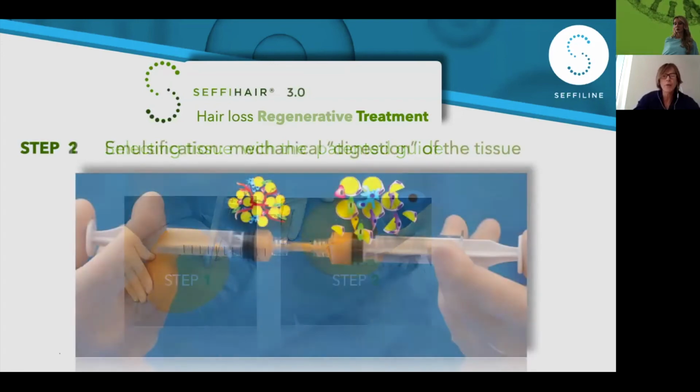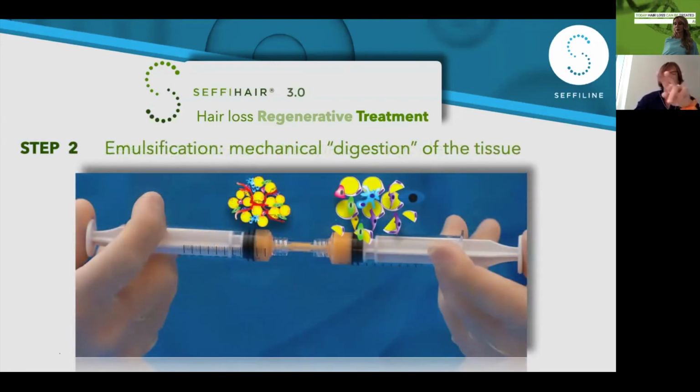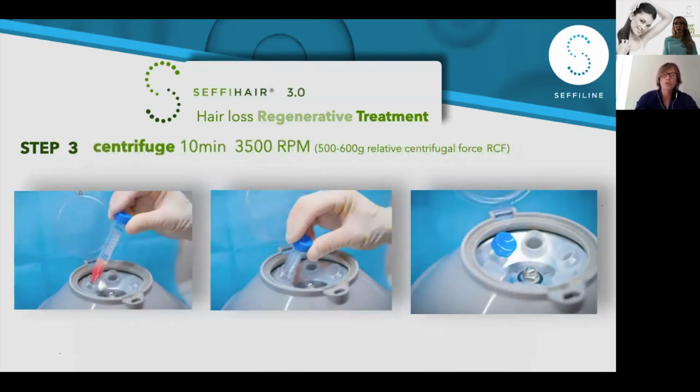You use the same cannula, the same guide, but the important step number 2 is the emulsification. You have to create a mechanical digestion of the tissue. So you have to pass it 20 times from one syringe to another through the connector. The connector has no filter. We don't need any filter because the particles are small enough. The emulsification is a kind of mechanical digestion of the tissue. After that, you have to centrifuge for 10 minutes at 3,500 RPM.